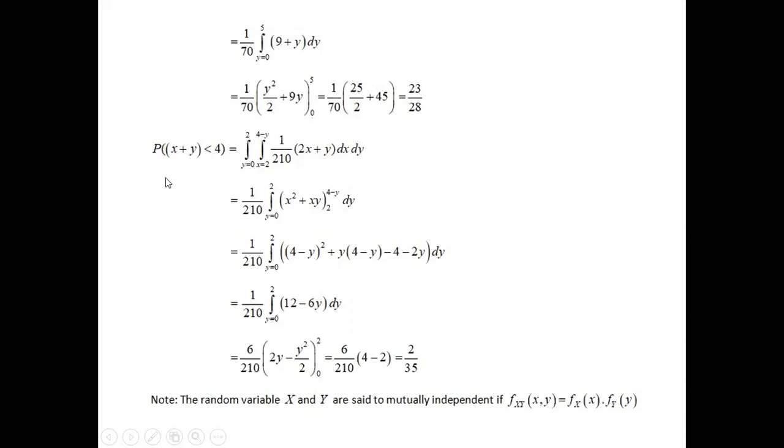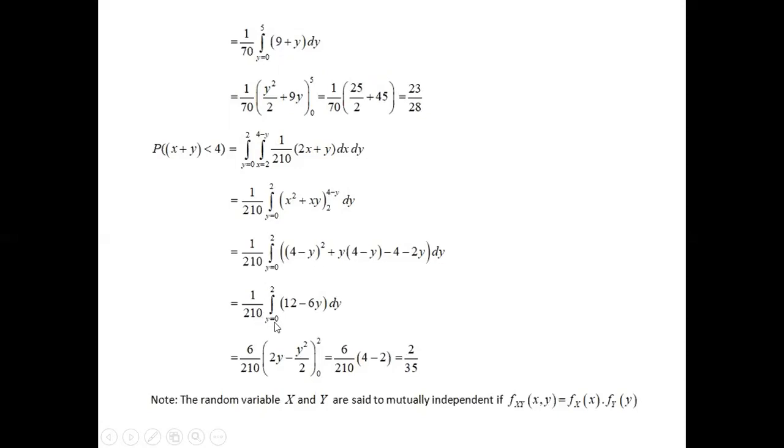Now, the last one, probability of x plus y less than 4. So integration y from 0 to 2 and x equals 0 to 4 minus y. So 1 by 210 into 2x plus y into dx dy, and 1 by 210 into y equal to 0 to 2, x square plus xy with limits from 0 to 4 minus y.